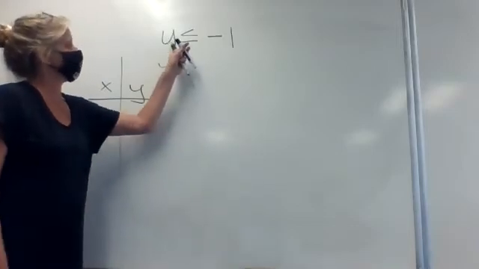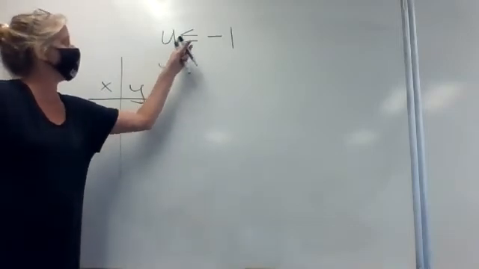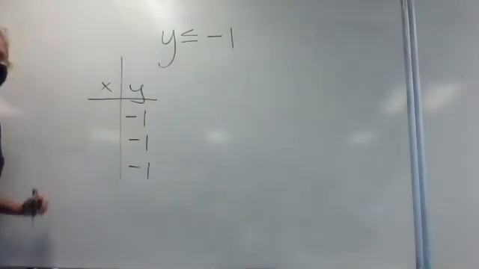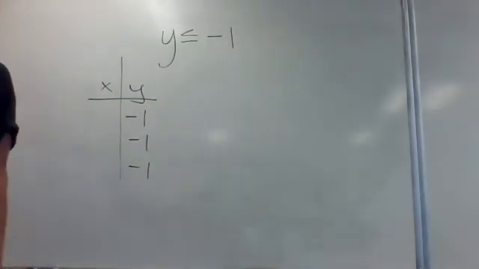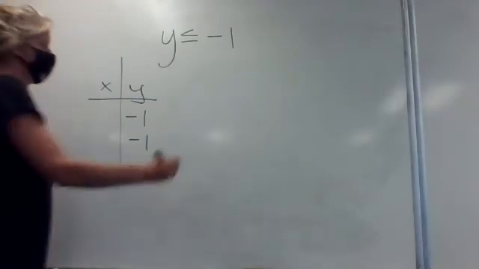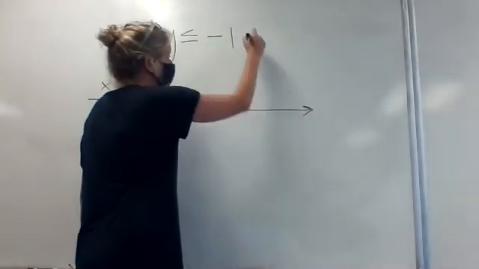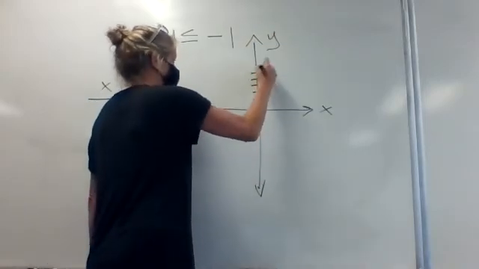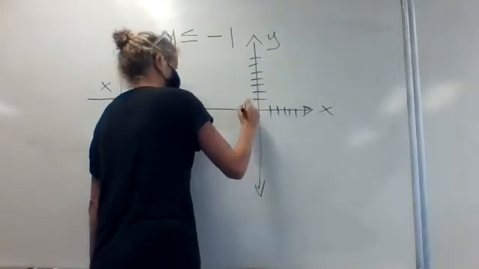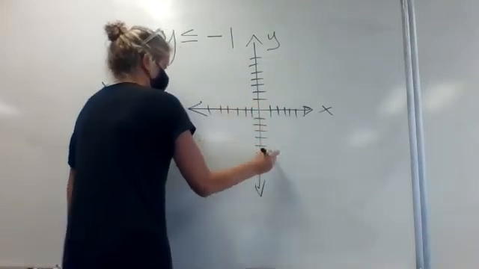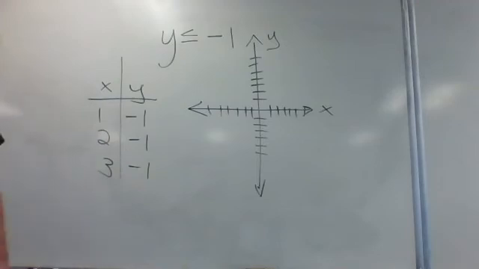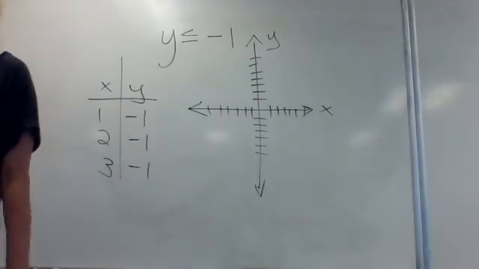So what is this saying? Think of it as just an equal sign. This is saying y equals -1, which means all the points that I plot, the y has to be -1. Doesn't matter what the x is. You just pick the x to be whatever you want. The x can be whatever it wants to be. The y just has to be -1.